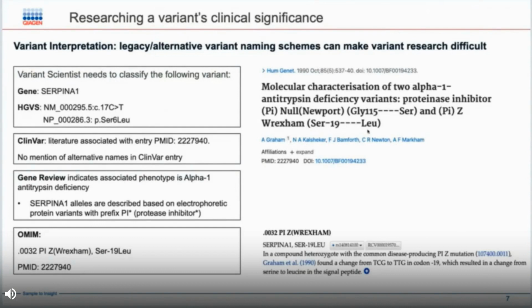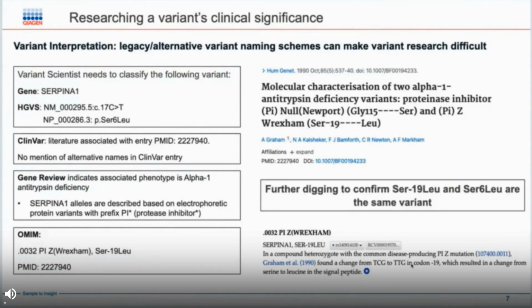You take a look at the OMIM entry, and you kind of get the same information. The same literature is associated, the same names are given. However, you still don't have any confirmation that this is the variant you're looking at. You suspect it is, but to be certain, at this point, you would have to do additional digging to confirm that the information you're finding is relevant to the variant you're researching.